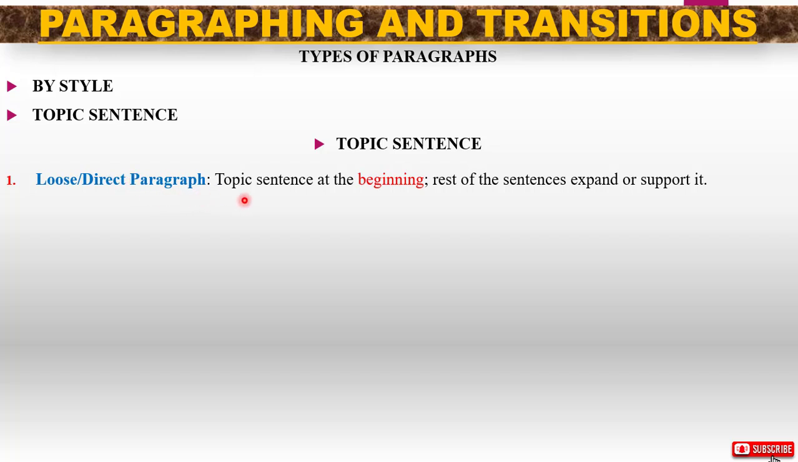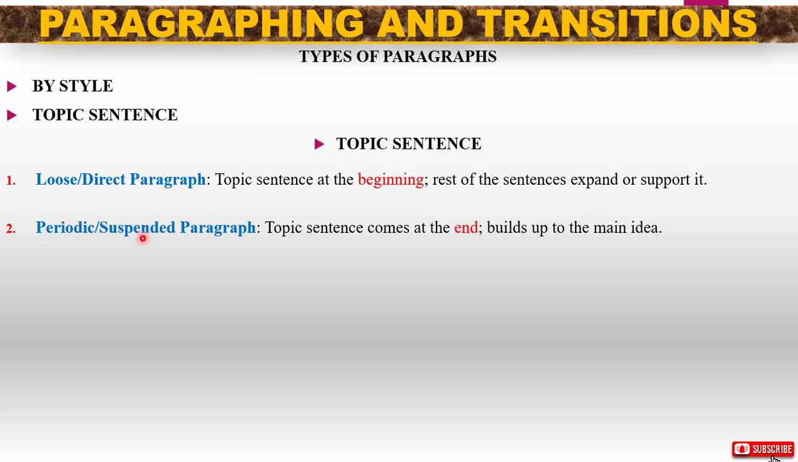A loose or direct paragraph has its topic sentence at the beginning. So whenever you have a paragraph where the main idea is stated at the beginning, then it is called a loose or direct paragraph. The rest of the sentences are going to support the main idea given at the beginning. So take notes: loose or direct, beginning.